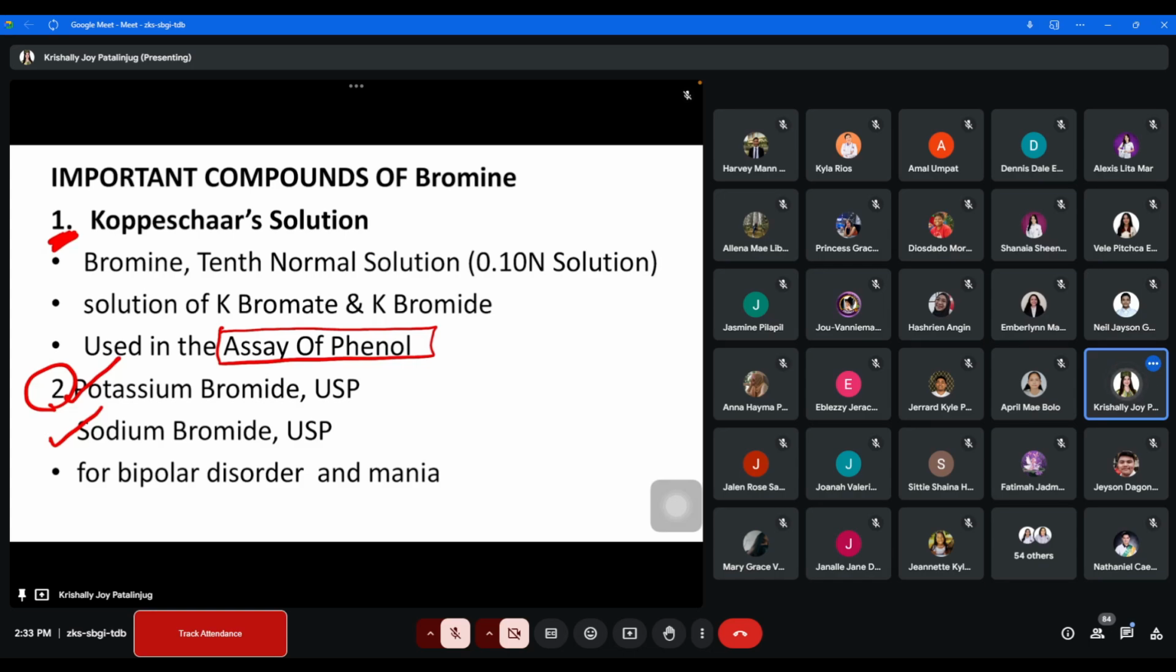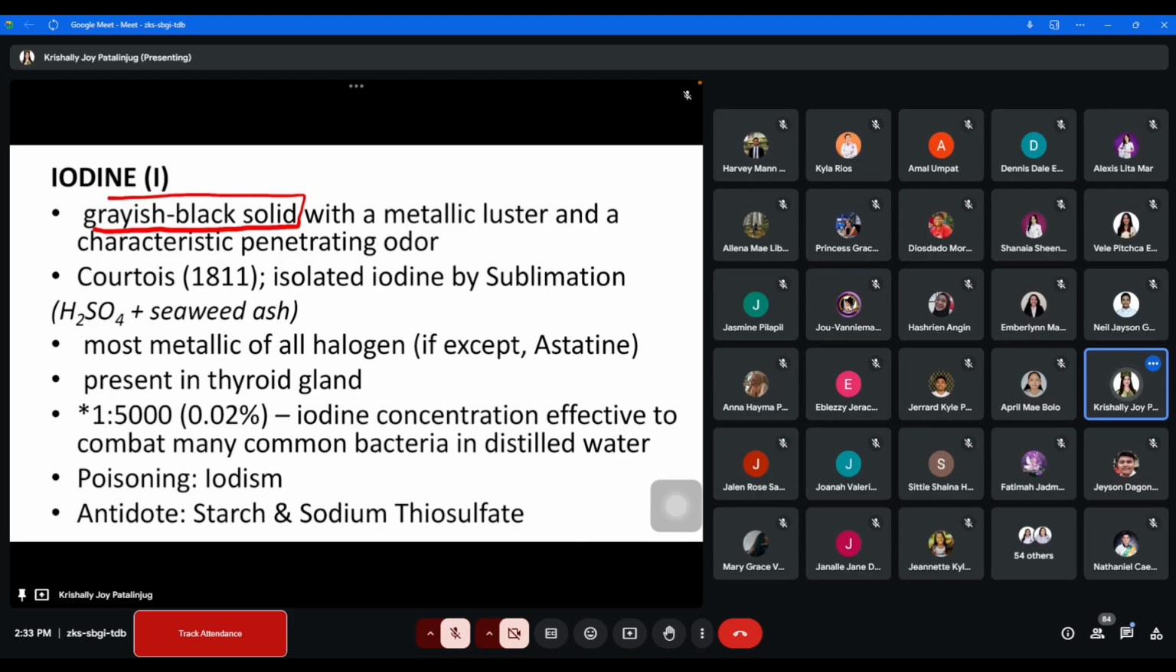Iodine has a characteristic grayish-black coloration and penetrating din yung odor niya. And it was isolated via sublimation process, sulfuric acid with seaweed ash. So that's the, kumbaga, source. What is being used sa sublimation to isolate iodine. So galing yung iodine sa seaweed ash reacted with sulfuric acid. It's the most metallic of all halogen, except astatine. Kung i-except ang astatine, si iodine ang most metallic.